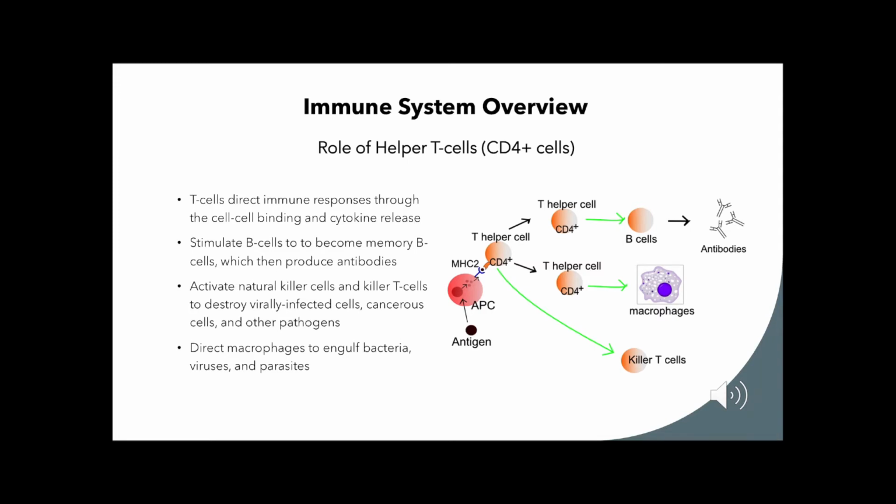So one of the main things they do is stimulate B cells to become memory B cells, which then go on to produce specific antibodies against specific pathogens. They also activate natural killer cells and killer T cells to destroy virally infected cells, cancerous cells, and other pathogens. They also direct macrophages to engulf bacteria, viruses, and other parasites. So you can see that T cells have a very wide, important role, and since HIV affects primarily T cells, it can have a catastrophic effect on the functioning of the immune system.